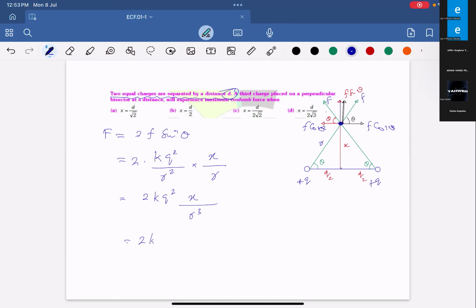So 2kq square into x by, what was r? R was x square plus d square by 4 the whole raised to 1 by 2. So r cube will be what? X square plus d square by 4 the whole raised to 3 by 2. Understood until here? Right until here. I'll do the next part then.